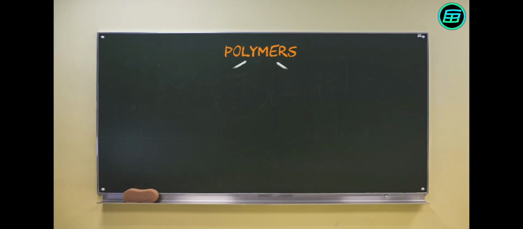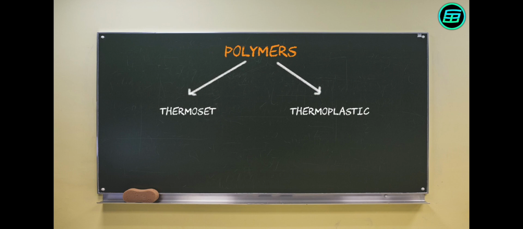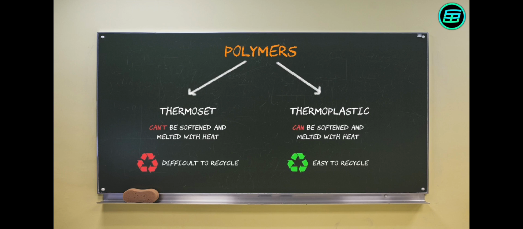Polymers are divided into thermoset and thermoplastic polymers according to how they behave at different temperatures. While thermoset polymers can't be softened and melted with heat, thermoplastics can be melted and reused. So thermoplastic polymers are easily recycled, whereas the recycling of thermoset polymers is difficult and expensive. So mainly thermoplastic polymers are recycled. Both polymer types undergo combustion at high temperatures.